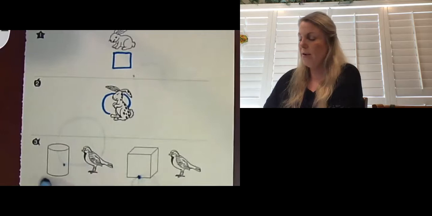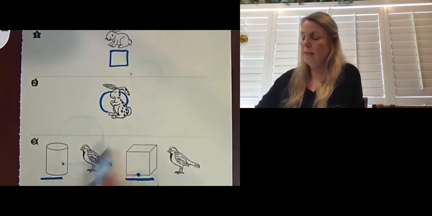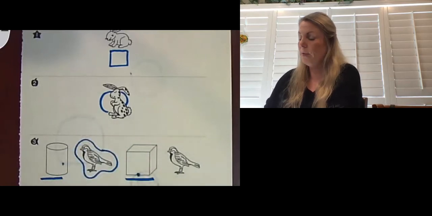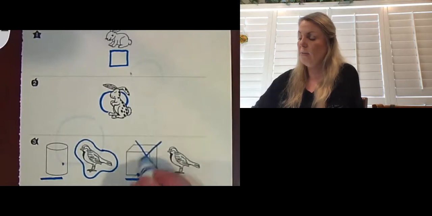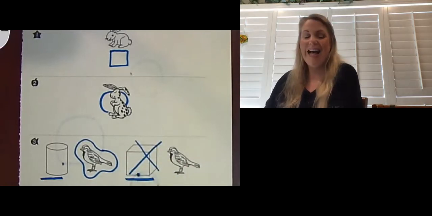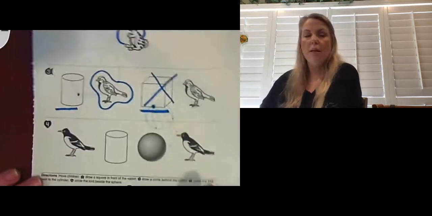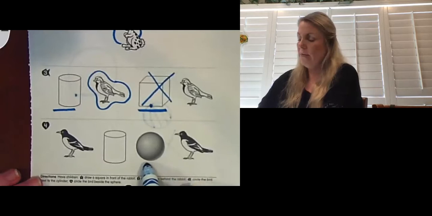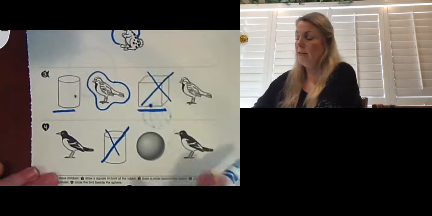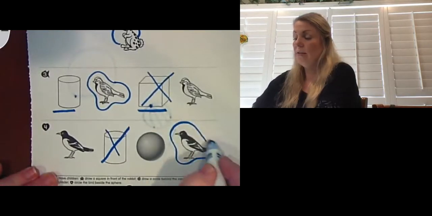So now I'm going to find the shape first. I know this is a cylinder and it says circle the bird next to the cylinder. Okay, this is a cube, it can't be this one. Then it says circle the bird beside the sphere. So let's bring this up and look at this. Let's look for the sphere, right? This is a cylinder, it can't be this one. So this is our sphere and it's got to be the bird that's next to the sphere.